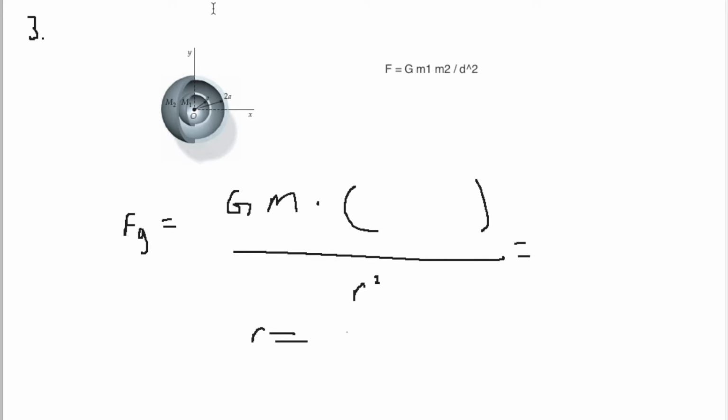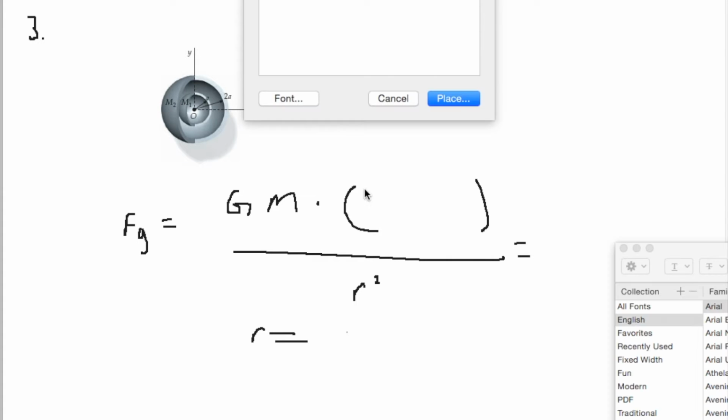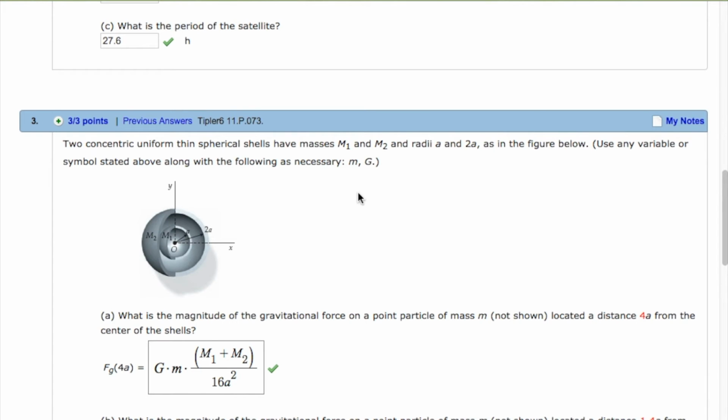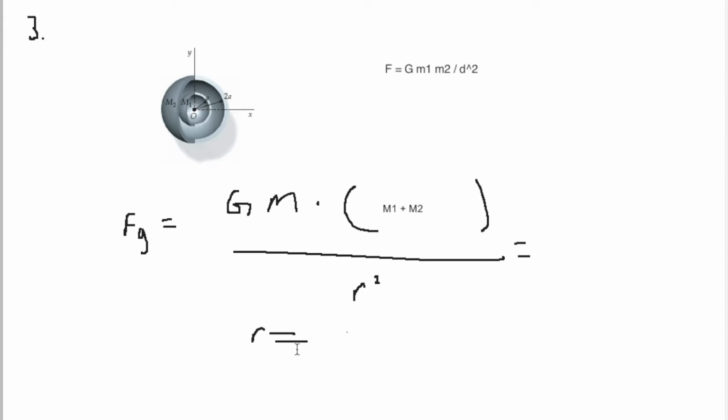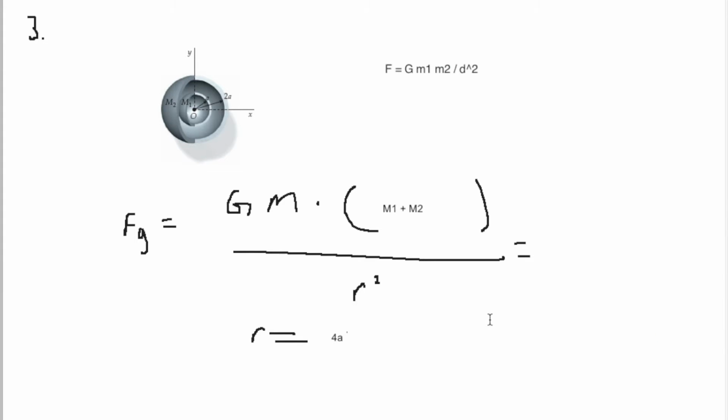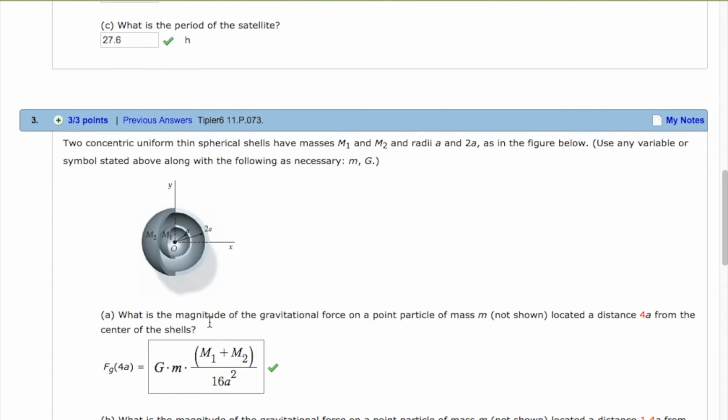So what is affecting this mass of the object? Both this m1 and this m2. So what is the total mass of that? It's just m1 plus m2. And then what is the distance? Well, you have to take the distance from the center, so you will get 4a. If 4a is the distance, then 4a squared will be 16, and then you have to square the a part too. 16a squared, and that's how I got this answer.